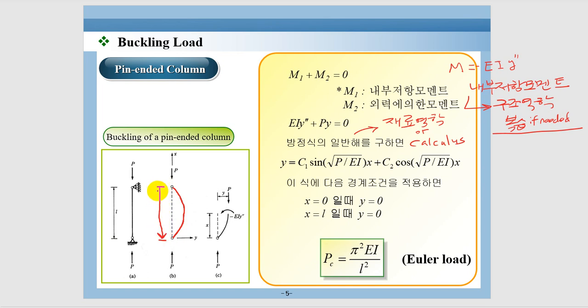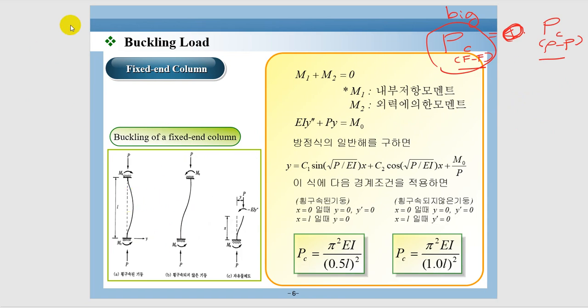Okay, the entire column buckles. When you have a fixed condition, things are different. Your buckling occurs within a limited area, from here, maybe from here, because this area and this area have nothing to do with the buckling.